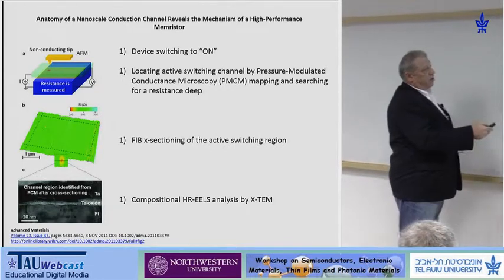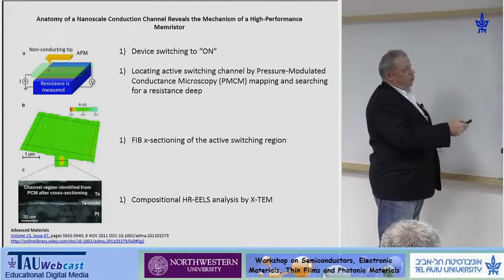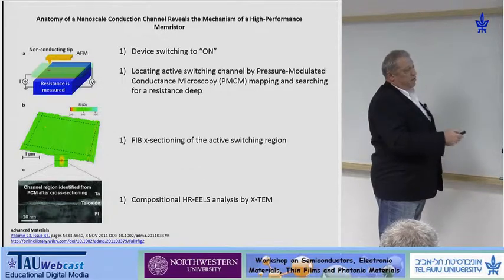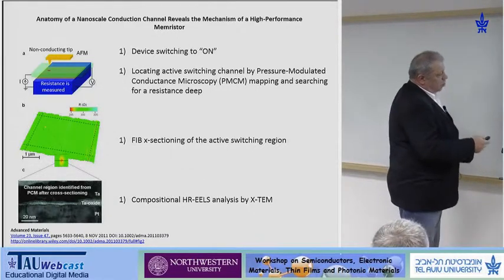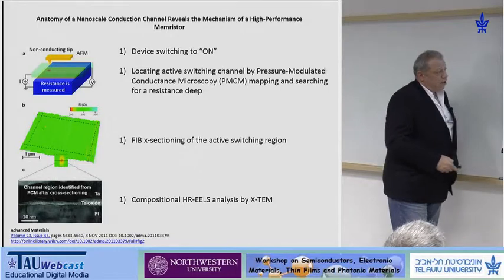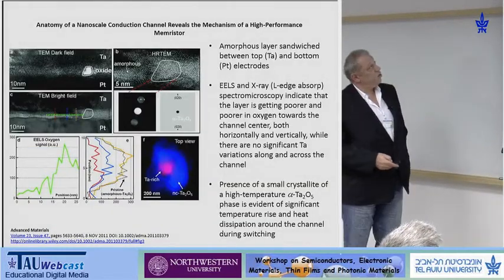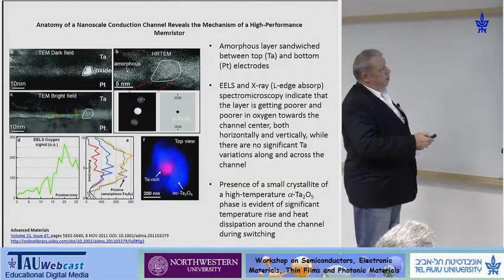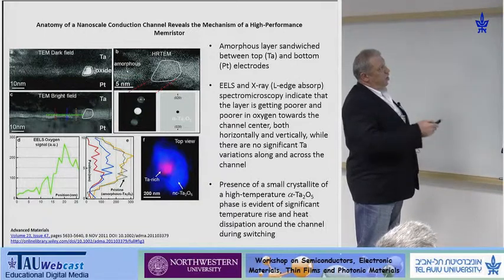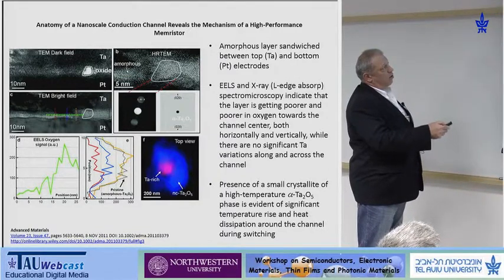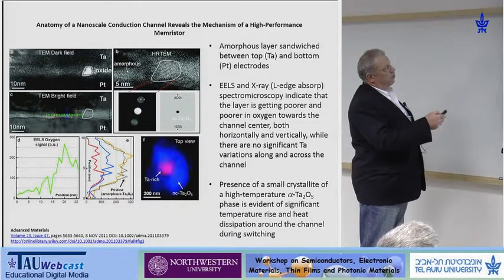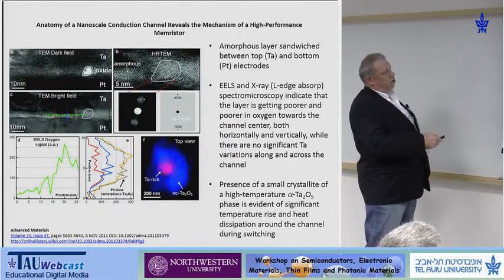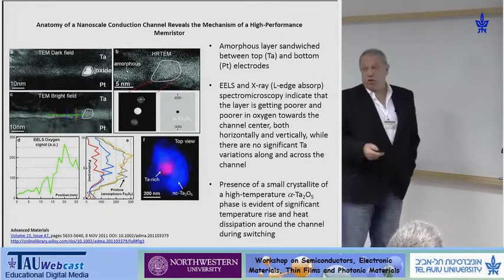We can take this further using focused ion beam. We can dissect it, and then we see the conduction channel here. Then we did EELS on this region. EELS shows very clearly the reduction of oxygen as we go from the outside of the conducting channel towards the center of the conduction channel. Oxygen goes down. So after the switching, it is oxygen poor.